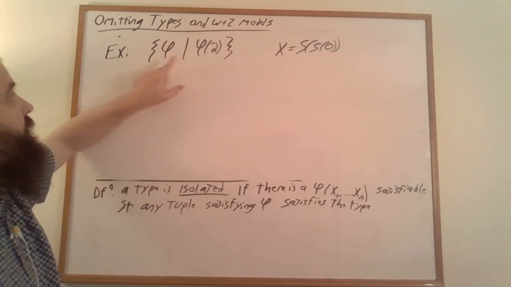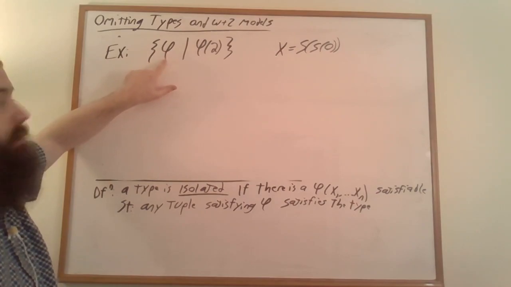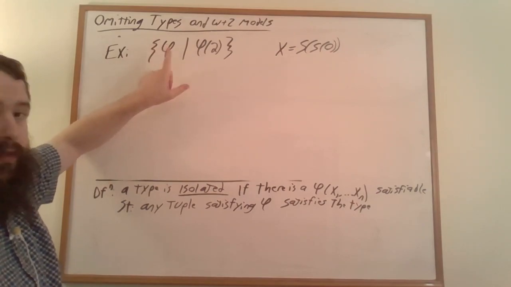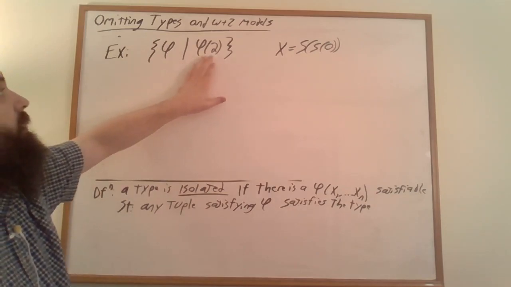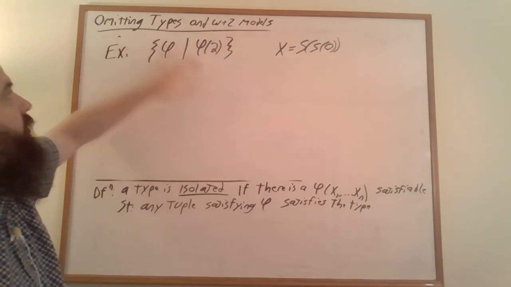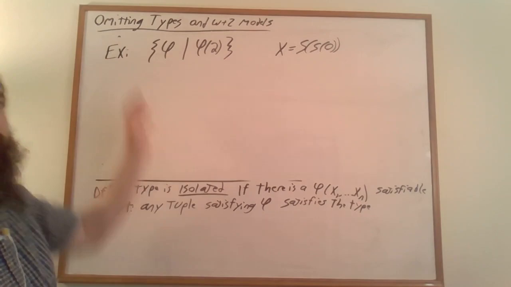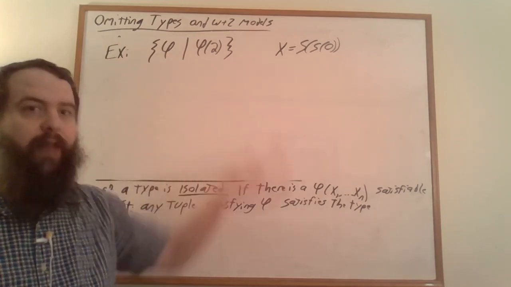This is a first order 1 type because this formula here takes in only one first order element. And this type here is complete because any formula is either true or its negation is true of 2. So we can't toss in any more formulas into this collection without having both a formula and its negation in the collection, thus having a contradiction.